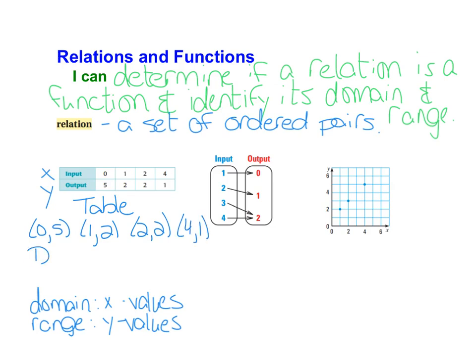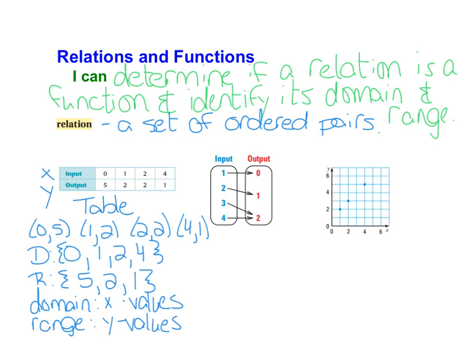So the domain of this relation are all your x values. We're going to put little squiggly brackets: 0, 1, 2, 4. Here's how you do the squiggly bracket. Curve, point, curve. They'll take a little bit of practice. And then the range is all your y values. Here it would be 5, 2, and 1. Notice, even though the 2 shows up twice, I only write it one time. That's important. Don't rewrite things when you're listing the domain and range.